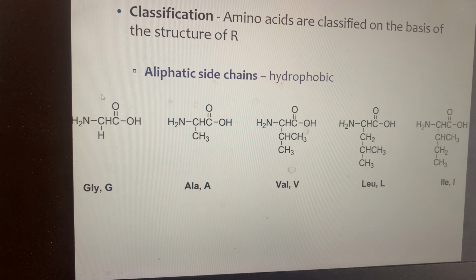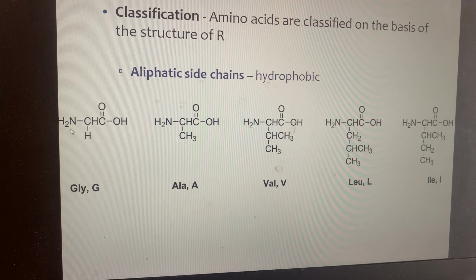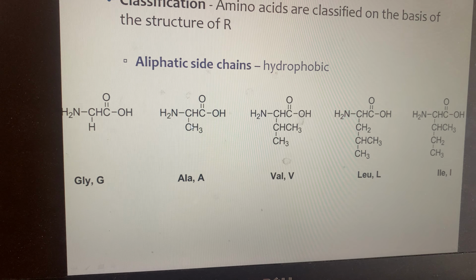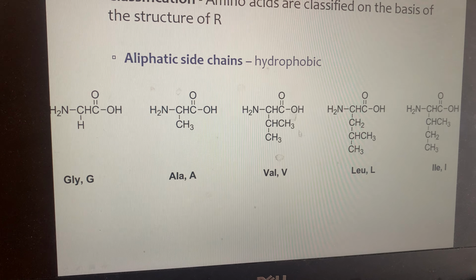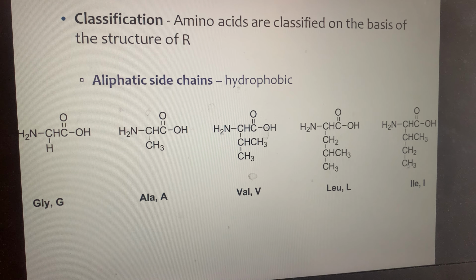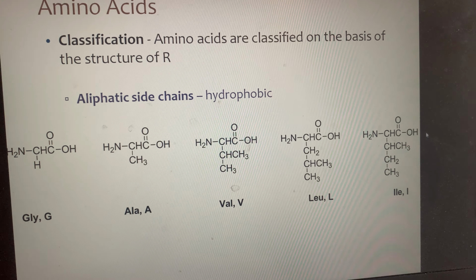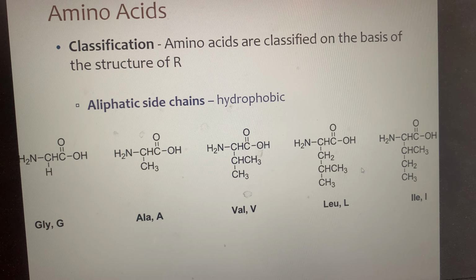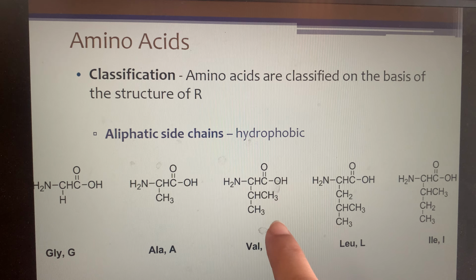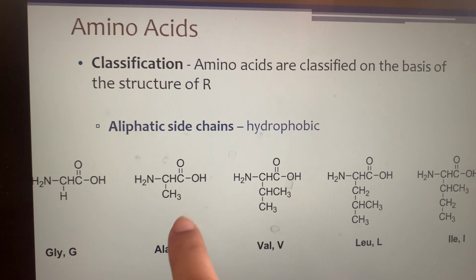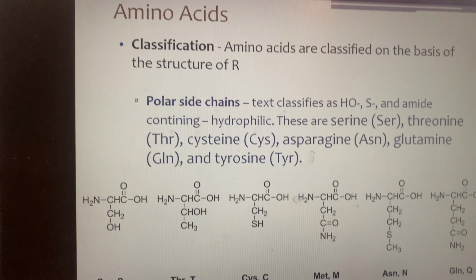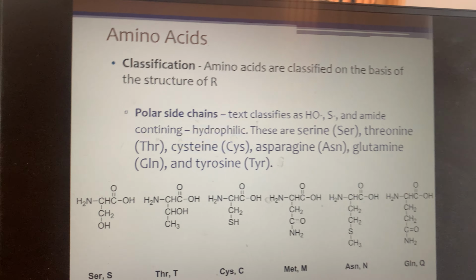Glycine is the simplest amino acid where R is H. Alanine, where R is CH3, and valine and leucine have aliphatic or hydrophobic side chains. In these three here, this is also an aliphatic side chain, but these are the complex or lengthy hydrophobic chains.